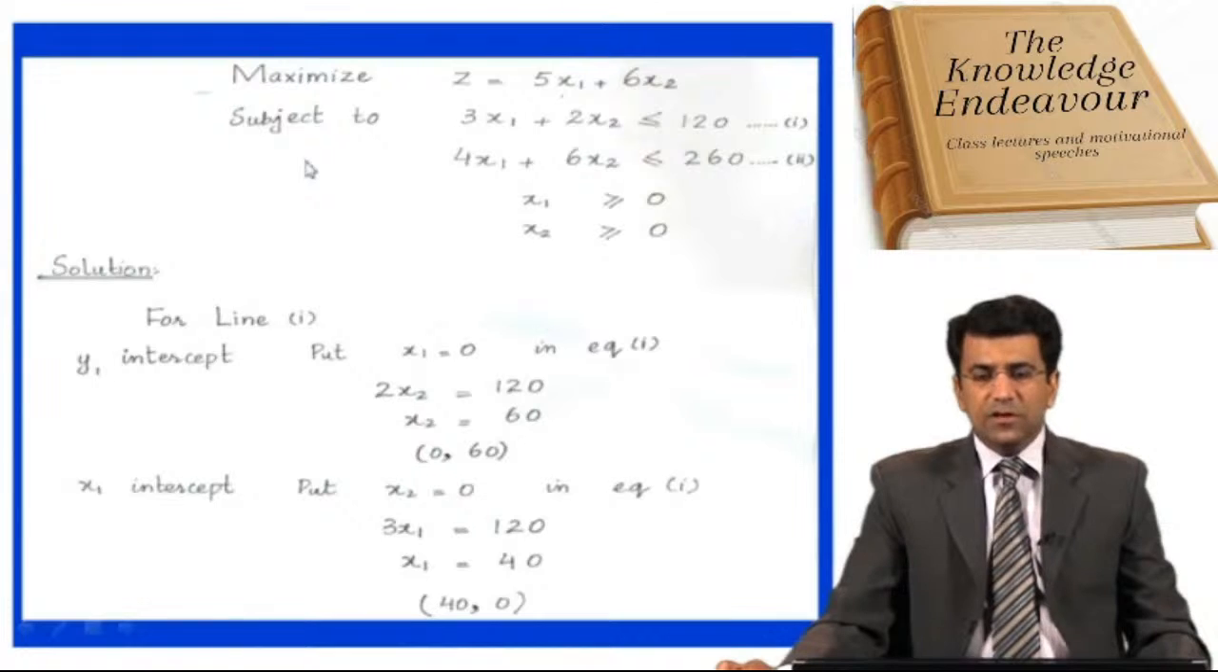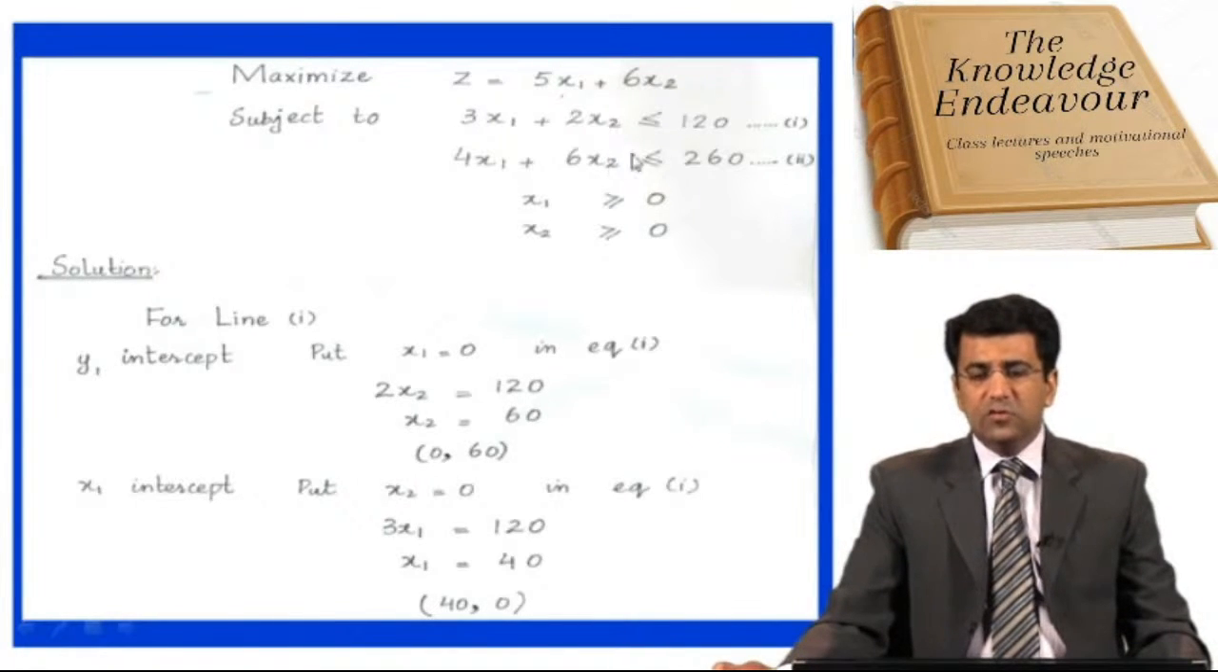Now what are the constraints? This maximization of the profit must be subject to these two constraints. We have represented these constraints by equation number 1 and equation number 2. What is the first constraint? That is 3x1 plus 2x2 should be less than or equal to 120. In the last class we learned an example of how we can make these constraints from a practical scenario.